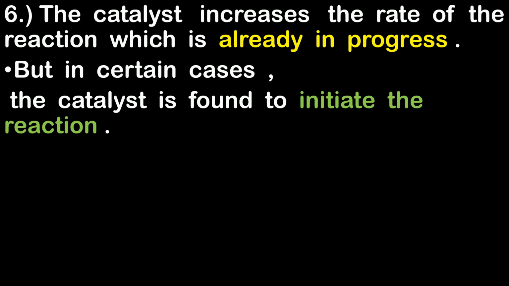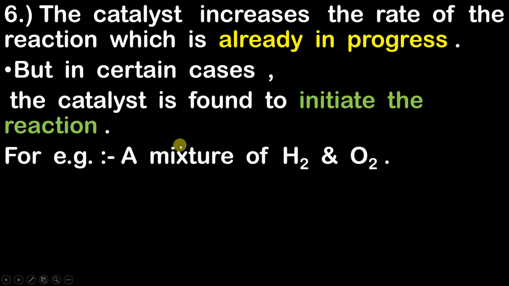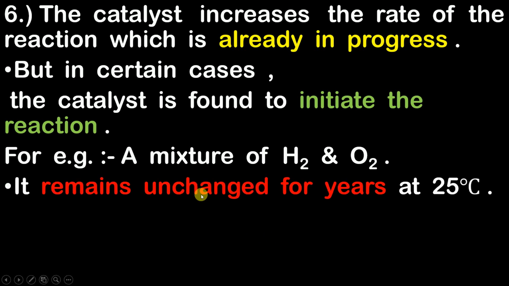Let's understand this with the help of an example again. Let's consider a mixture of H2 and O2. So we have a mixture of H2 and O2. This mixture remains unchanged for years. It is not going to react with anything. It is going to remain unchanged for years at 25 degrees Celsius.